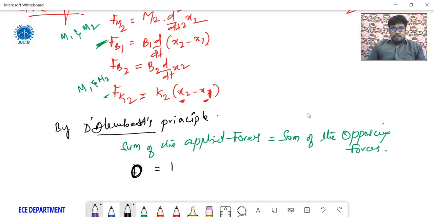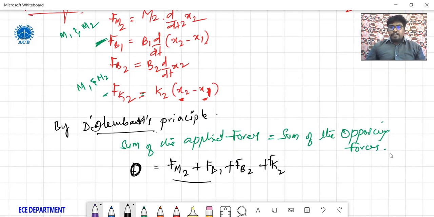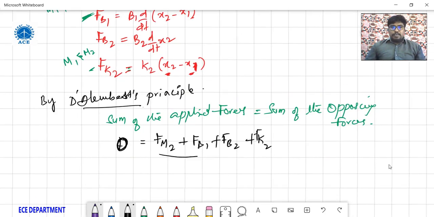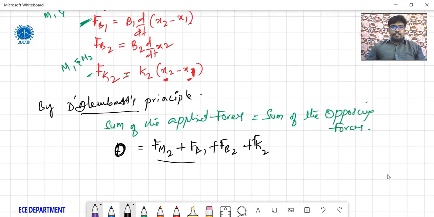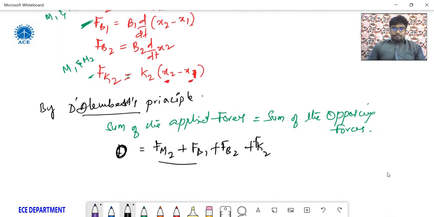Then what is the value? Fm2 plus Fb1 plus Fb2 plus Fk2. So this is the D'Alembert principle for the given mechanical system. So here we will write the equation.